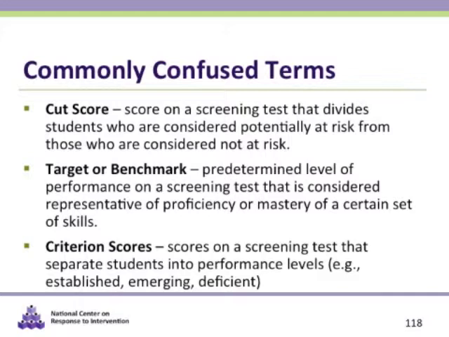The term cut score is sometimes used to refer to criterion scores that separate students by performance levels. That's the triangle we often see. It is important to remember that the purposes of these terms, cut score and criterion score, can be very different, and we're going to talk about that a little bit.